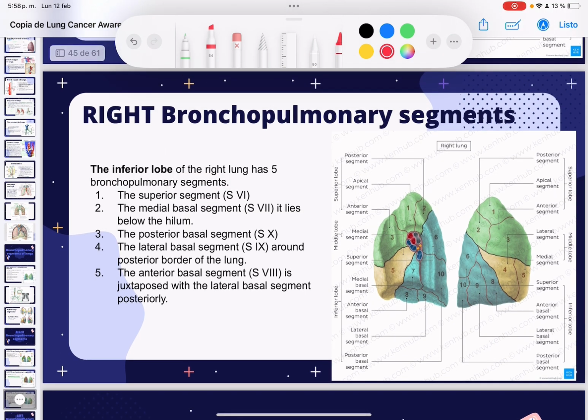Right bronchopulmonary segments. The inferior lobe of the right lung has 5 pulmonary segments. The superior segment is 6. The medial basal segment is 7. It lies below the hilum. The posterior basal segment is 10. The lateral basal segment is 9. And the anterior basal segment is 8.